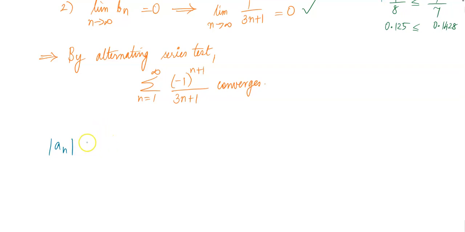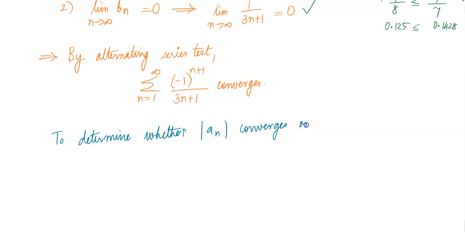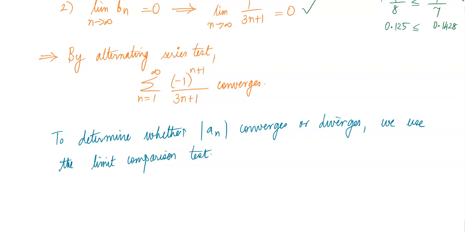So I'll just say, to determine whether the absolute value of an converges or diverges, we use the limit comparison test. We saw this test in 4.4, the previous section, and we actually have three conditions. Limit comparison compares an and bn by taking a ratio. So the limit of an over bn as n approaches infinity, if it is not equal to 0, then both an and bn converge or both diverge.